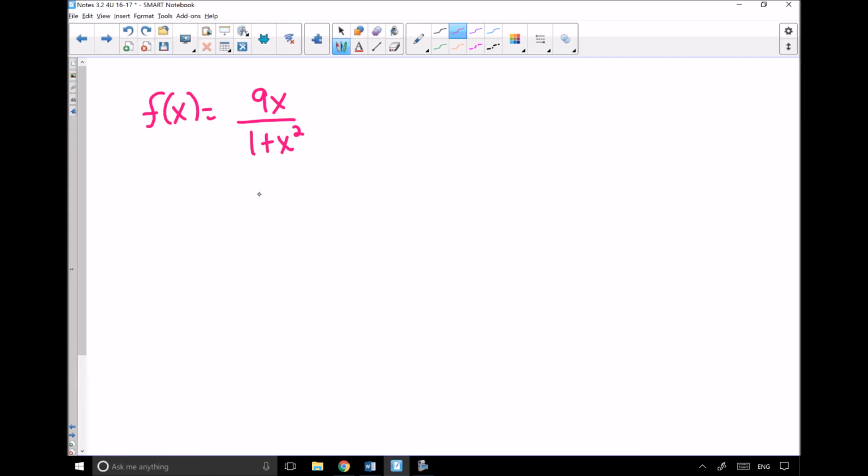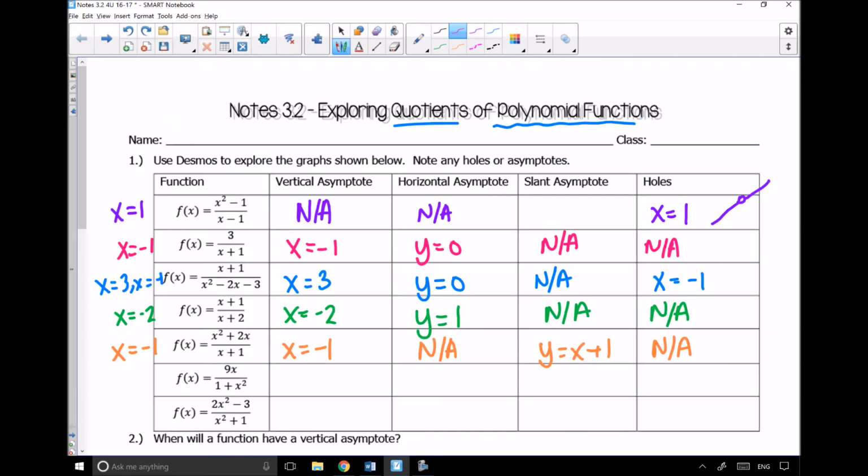So now, where do I have restrictions? Well, I would set x squared plus 1 equal to 0. So then I'd get x squared equals -1, which is impossible. So I don't have any vertical asymptote restrictions. So what I would guess is that I don't have any vertical asymptotes. That's my guess, and we'll see what happens when I actually graph it out.